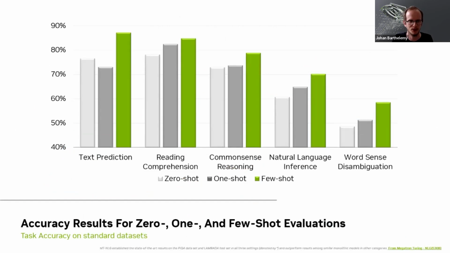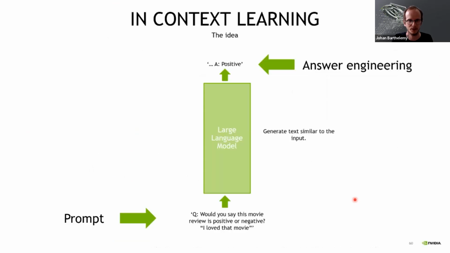And that's another graph showing you how accurate the zero-shot, one-shot and few-shot evaluations are, right? So for text prediction, giving a few shots allows you to reach nearly 90%. And it's the same trend. The more examples you give, the better the model becomes. But remember, we did not retrain the model. We just show it examples. So we just did in-context learning.